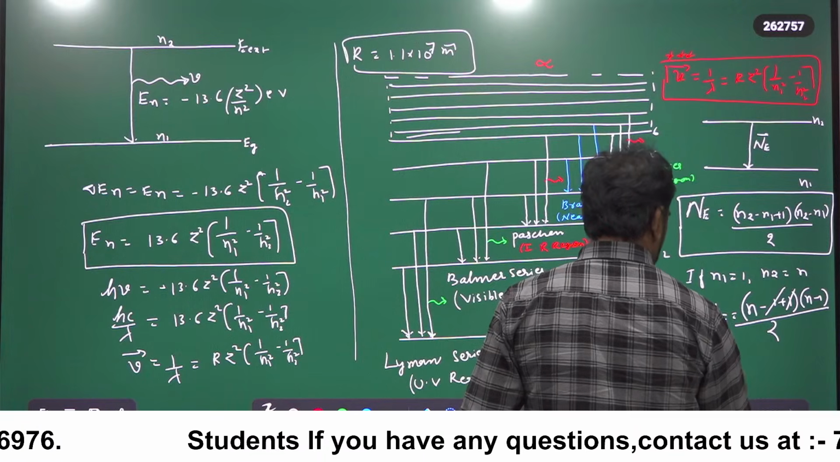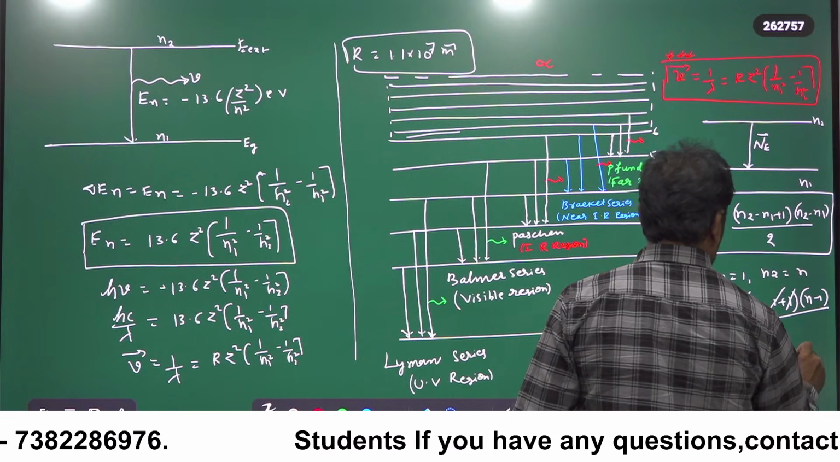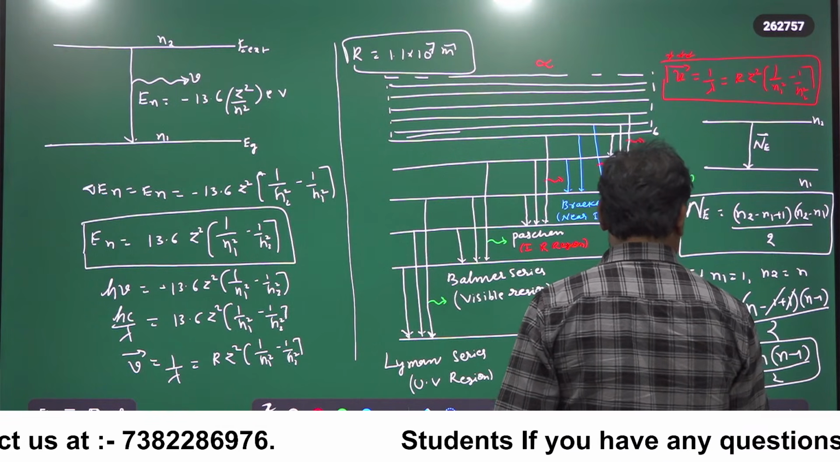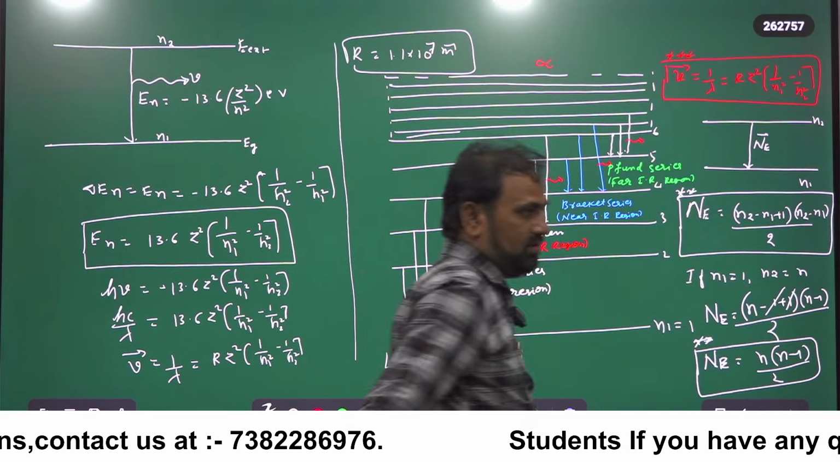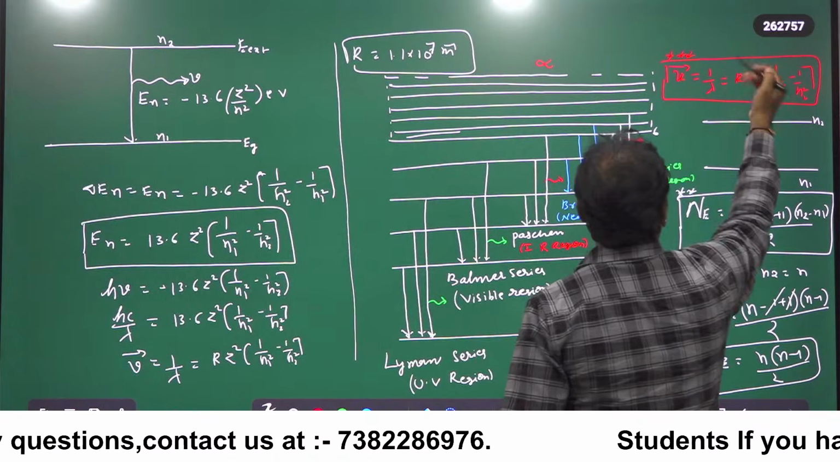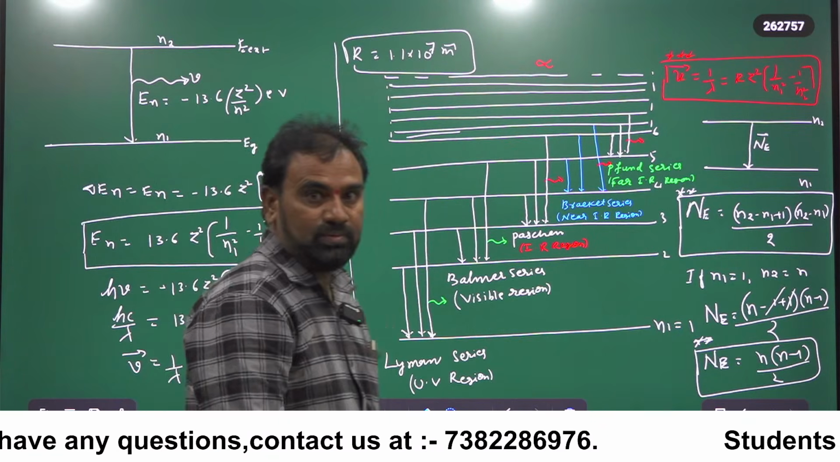So the number of spectral lines is equal to N into N minus 1 upon 2. This is a very important formula for JEE Maths purposes, and it is also very important to solve JEE problems. See here. I hope you have understood.